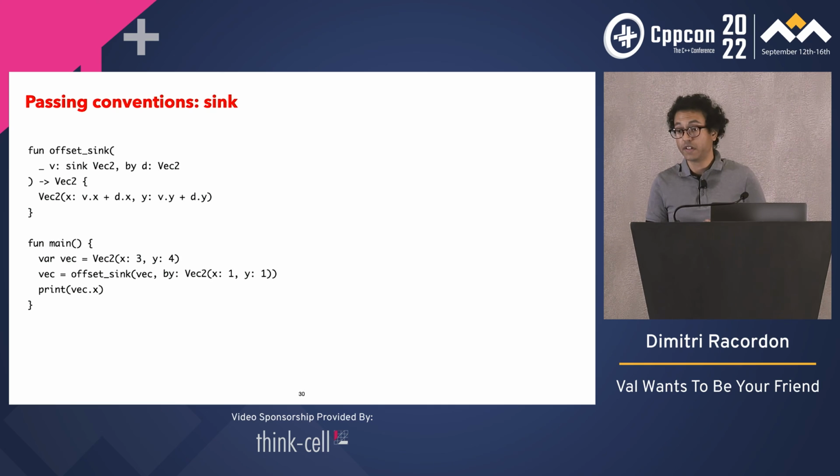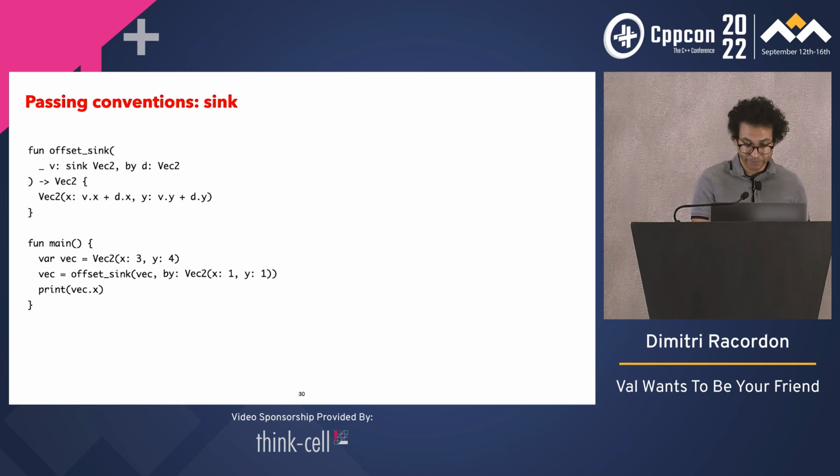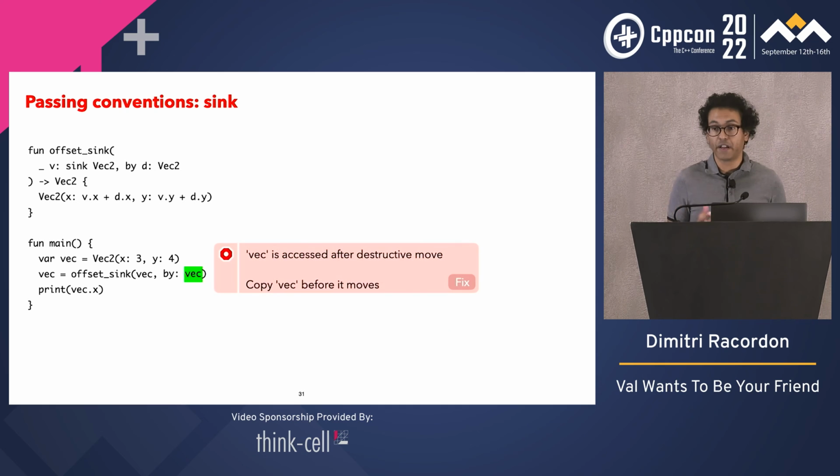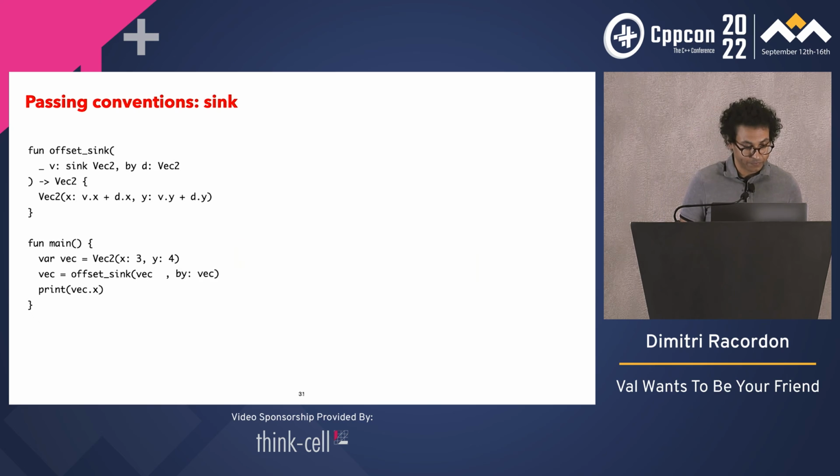A third passing convention is called sync. Sync parameters consume the arguments. They go into the callee and never come back. So from a C++ perspective, they can be understood as being passed by value with a forced move at the call site. Unlike in C++, though, we consume the argument, which means that the move is destructive. In fact, in Val, all moves are destructive. So attempting to access a value after it's been passed to a sync parameter is an error. That's caught at compile time. Again, the fix is to copy vec so that we can work with two independent values. I'm sure you're getting a theme here.